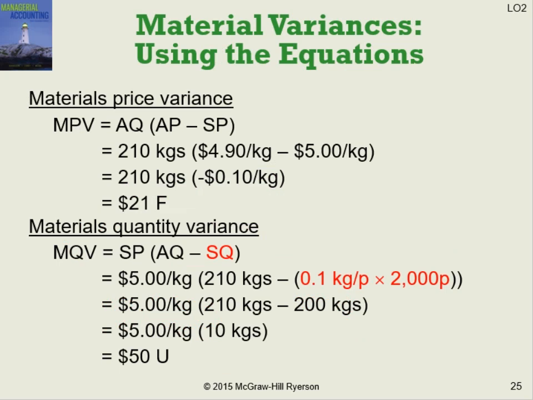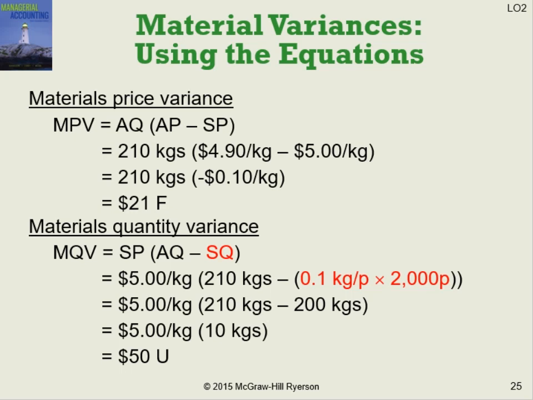So we can also apply an equation to do these calculations as well. We take the actual quantity times the difference in prices. That gives us the $21 favorable result. In this case, it actually would end up being a negative value because $5 is subtracted from $4.90 to give us a negative number. But a negative number, given the way the formula is written, results in a favorable variance.